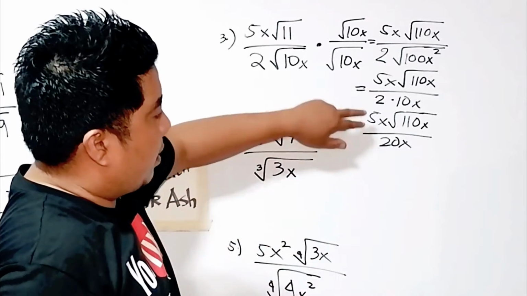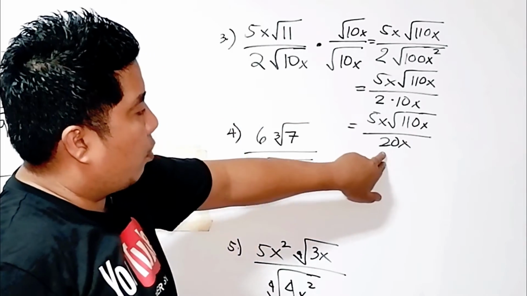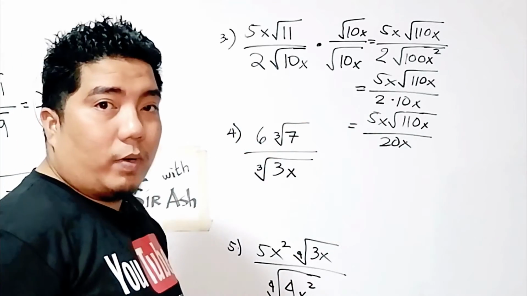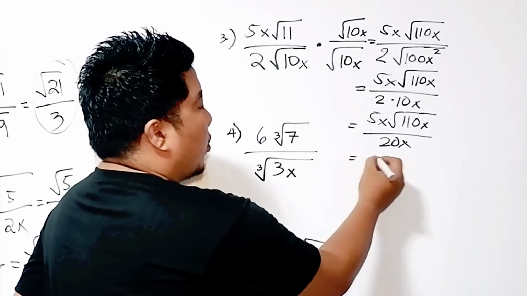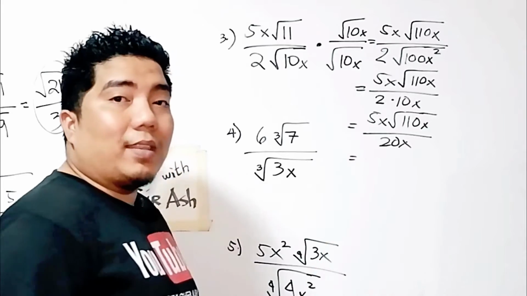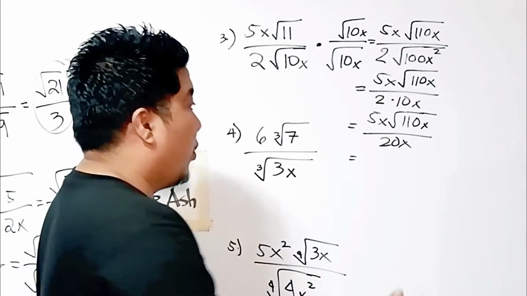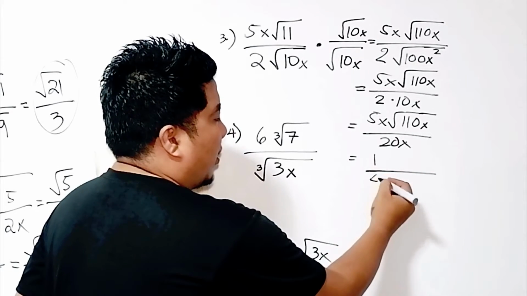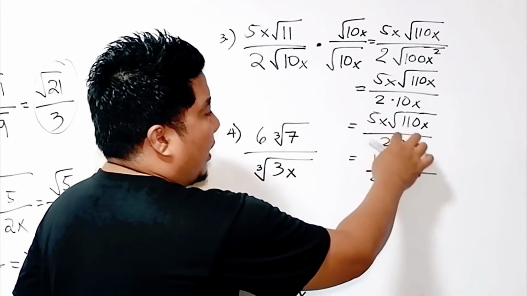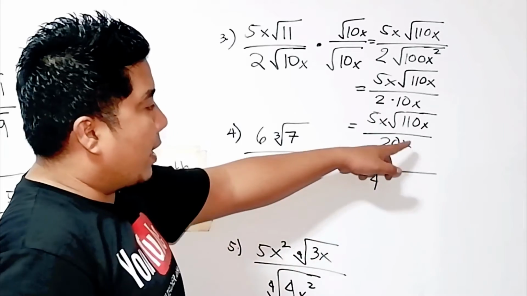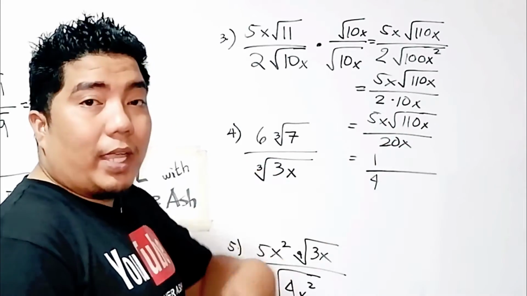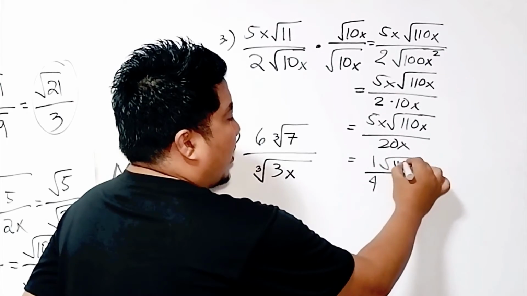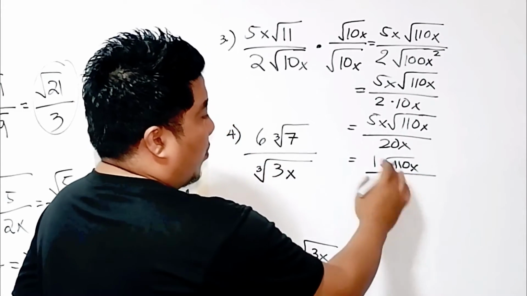Now, as you can see, my dear math learners, this is a coefficient, this is also a coefficient, and we can simplify this one. They are outside the radical expression. So, by doing so, 5 and 20, we can get the lowest term, and that is 1/4. Okay? So, that will give us 1/4. And then x and x can be cancelled. So, in this case, we can cancel them because they are both outside the radical expression. So, we have 1 square root of 110x over 4.